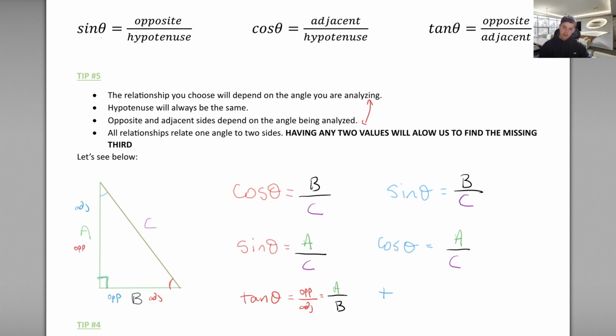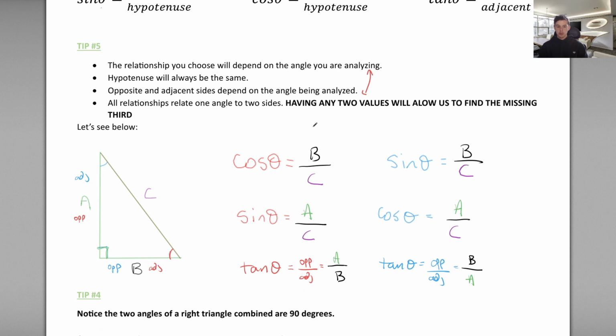Now let's do the tangent of the blue angle, which is also opposite over adjacent, sorry. But for this angle right here, which is the blue angle, the opposite is B, and the adjacent is A. As you can see, the fraction is flipped, it's the reciprocal. All right, so that's pretty simple.